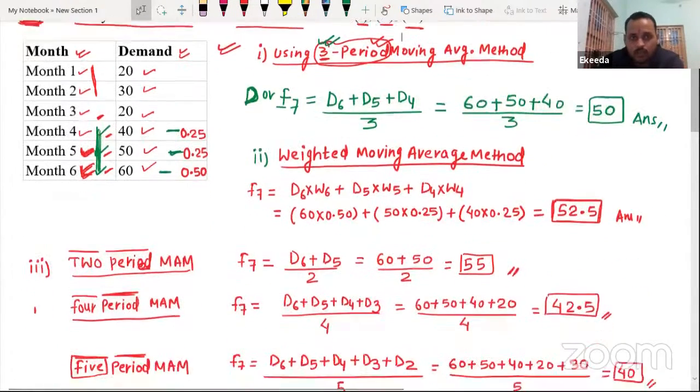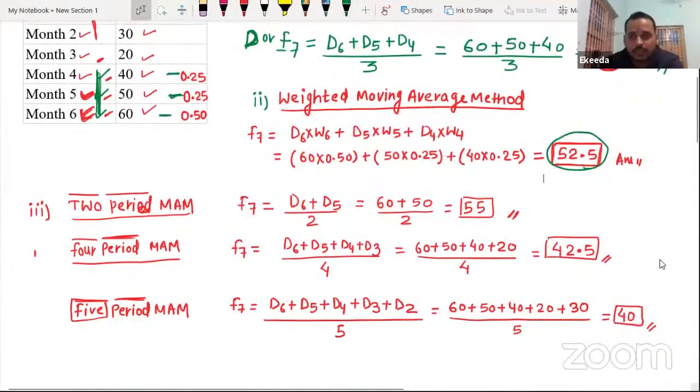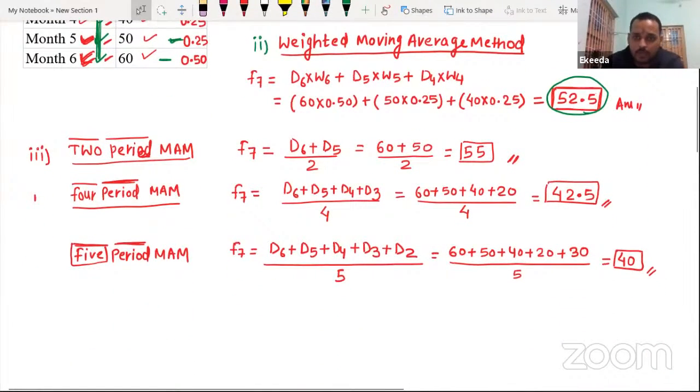So they are asking what conclusions you obtain from the first, second, and third questions. You can see in the first question the answer is 50. In the second question the answer is 52.5. And in the third question we have got 55 for the 2 period moving average method, 42.5 for the 4 period moving average method, and 40 for the 5 period moving average method.